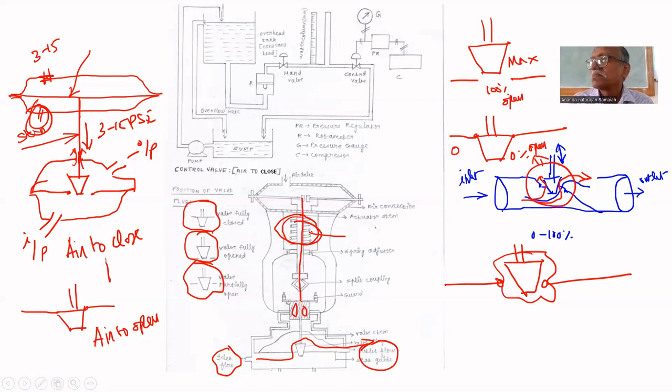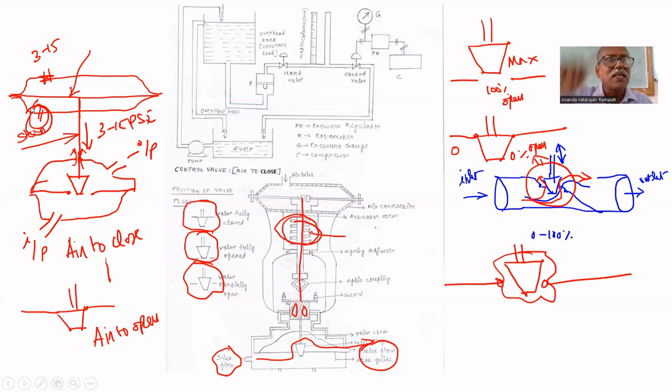Sometimes it should be open. If it is water, it should go out. The tank should not overflow. Then if pneumatic signal fails, it should be open. In that case, air to close. If it is an acid, it should not go out. It should be closed, or for some other reason it should be closed for safety purposes. When pneumatic signal fails, we have to use air to open. So it depends upon the safety aspect. Either we will use air to open or air to close.